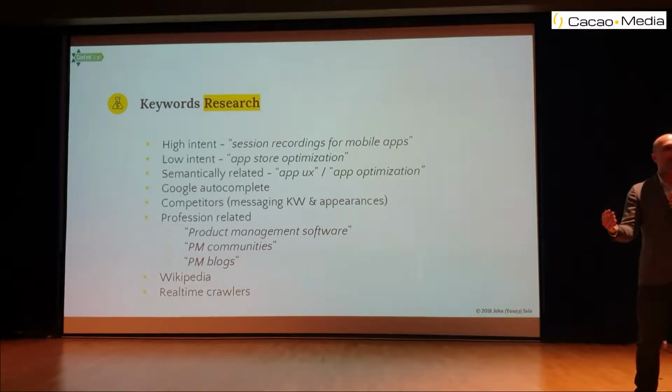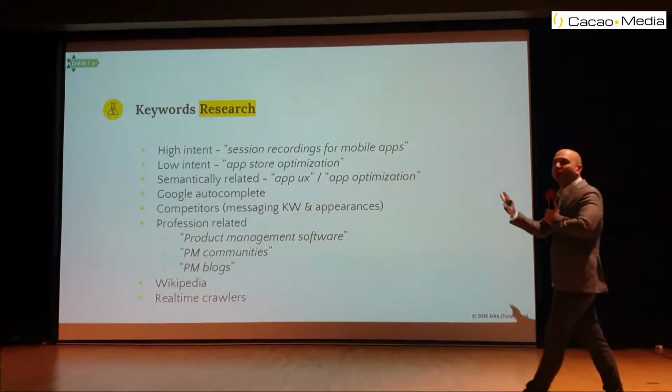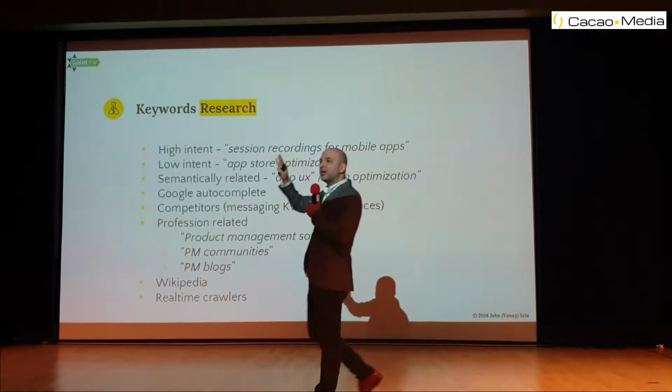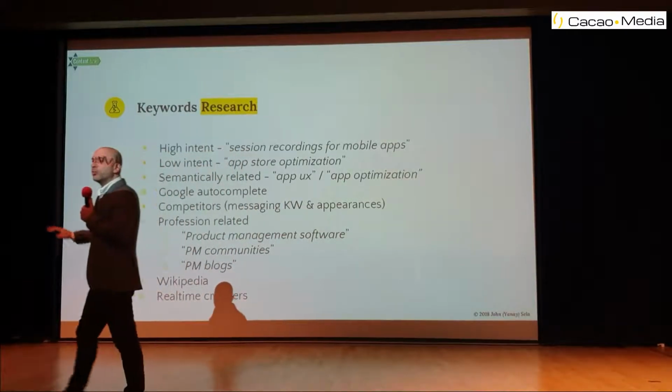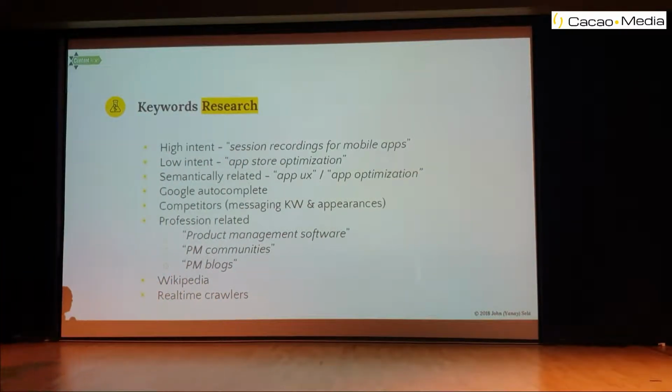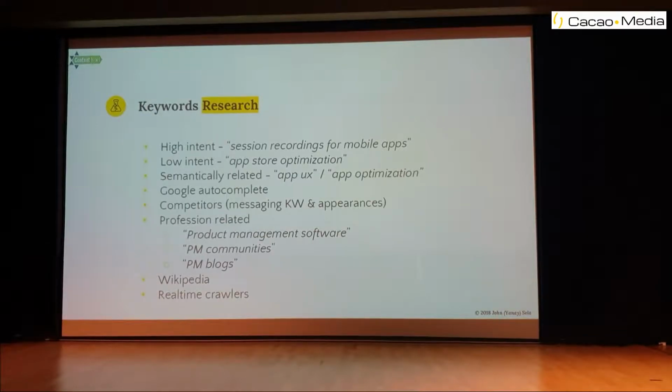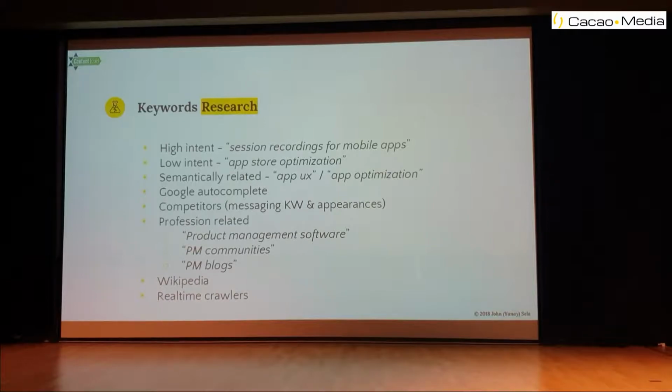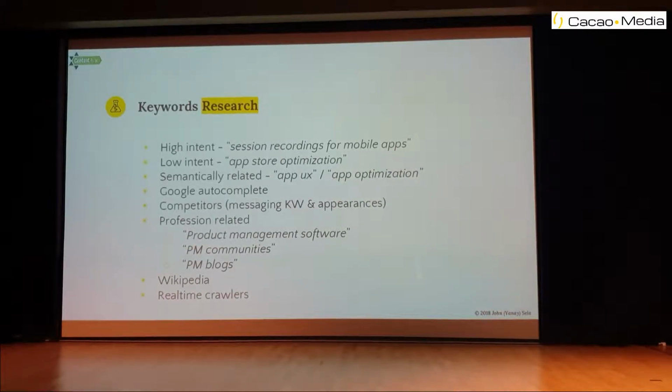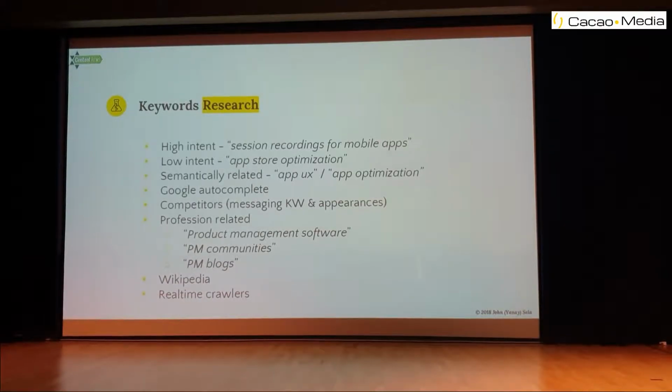Then we have some semantically related keywords. In our case, it's app UX, app optimization, whatever it is that is the blurb of keywords around your product and your industry. Google autocomplete is a really good way to pass the time. You start with your keywords, you let Google fill up the rest. Sometimes it's funny, sometimes it's depressing, but for sure it will give you some more ideas on what people are searching, because the autocomplete, of course, is based on other people's searches.